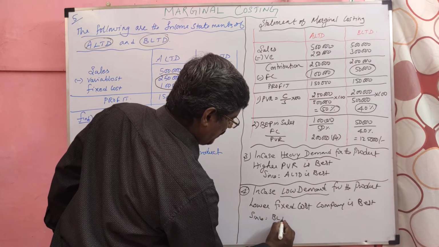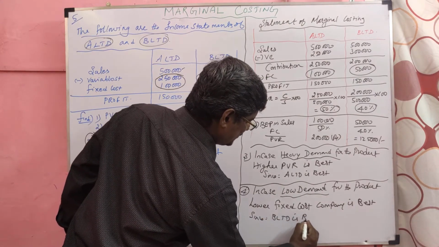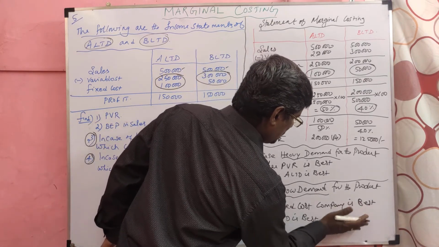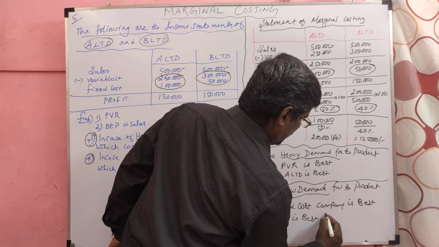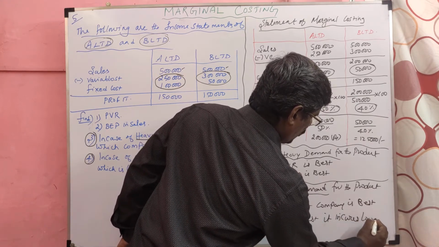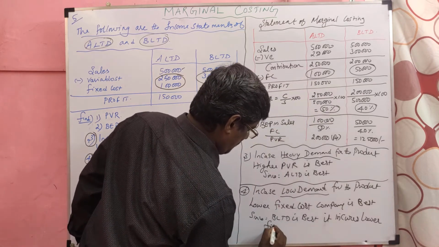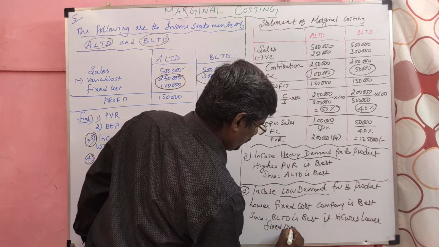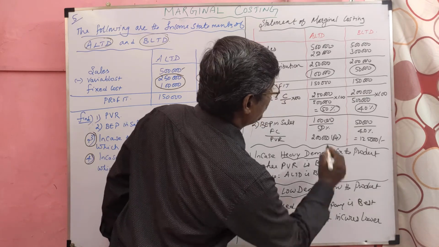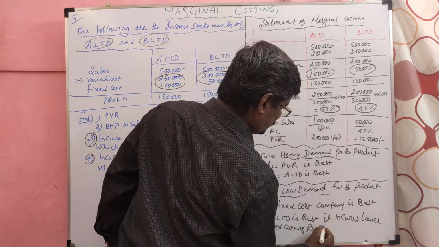So since B Limited is best, it incurs a lower fixed cost of rupees 50,000.